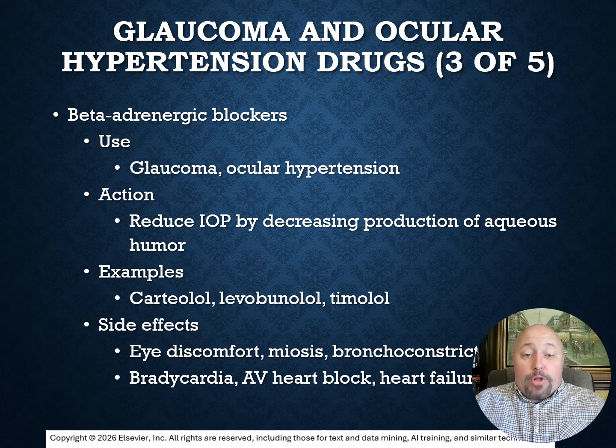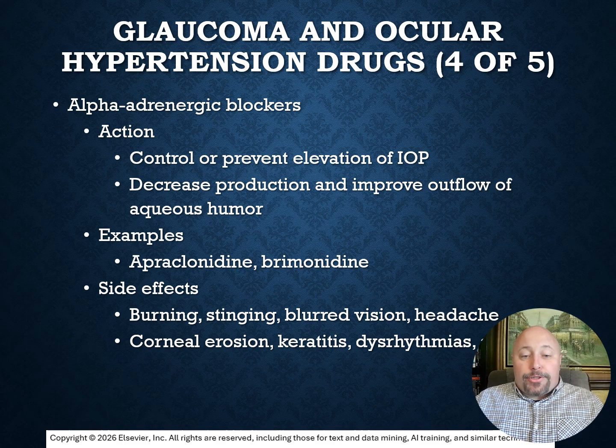Beta adrenergic blockers, used for things like glaucoma and ocular hypertension. These reduce intraocular pressure by decreasing the production of aqueous humor. A good example of that is going to be a drug called timolol. And side effects include eye discomfort, miosis, bradycardia because it is a beta blocker, AV heart blocks, and heart failure.